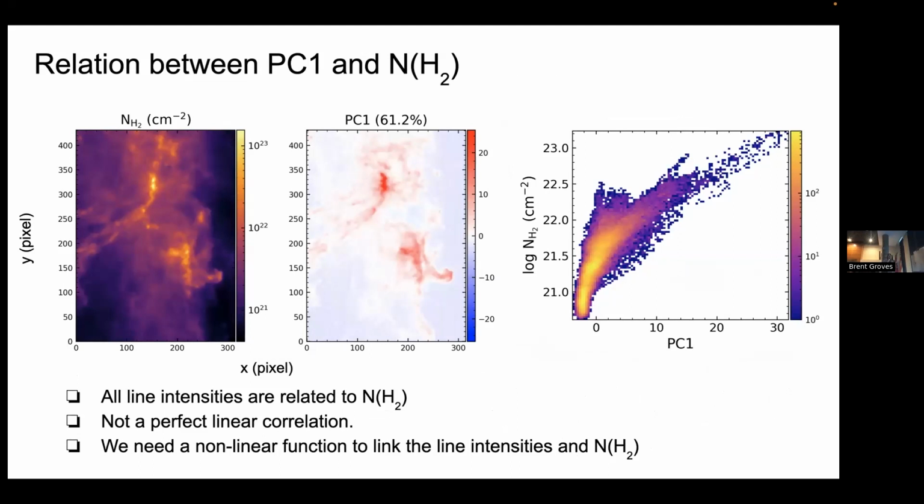But when we directly compare the column density versus the PC1 values, we can see an increasing trend, but it's not perfectly linear. So this means that we need a nonlinear function to link the line intensities and the column density of the hydrogen molecule. So what do we know so far? We know that all these emission lines, all of these intensities, are related to the column density of H2. And we know that we want to find a direct link between the column densities of H2 and the intensity of the lines we have. So let us have a look at this problem.